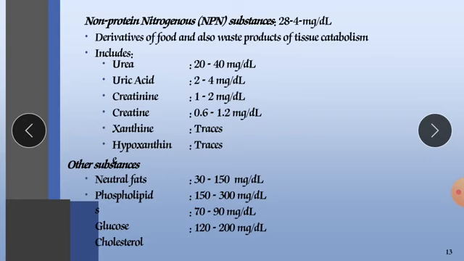The other substances, for example, neutral fats, are almost 30 to 150 mg per dl. Phospholipids, also one of the elements required for development of our lipid bilayer, are 150 to 300 mg per dl. Glucose is 70 to 90 mg per dl.